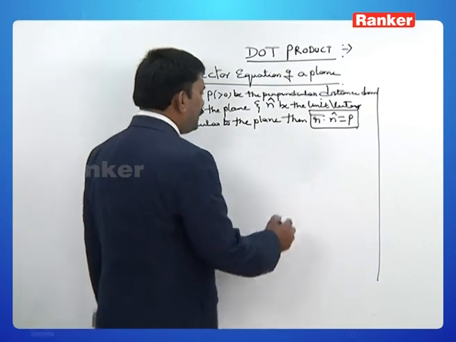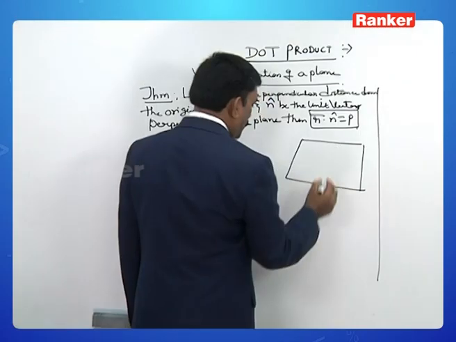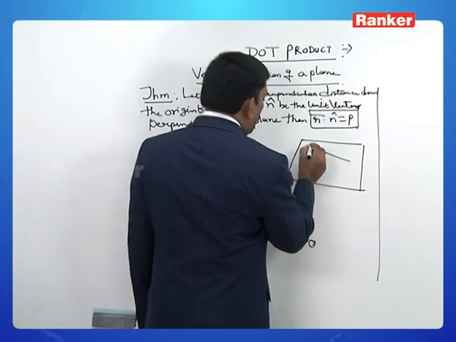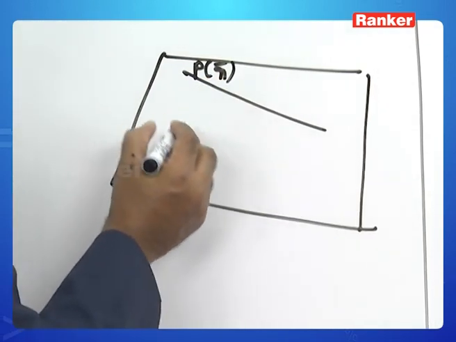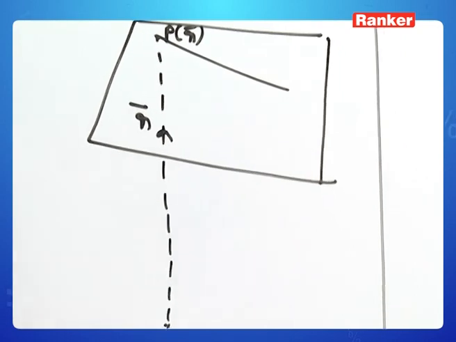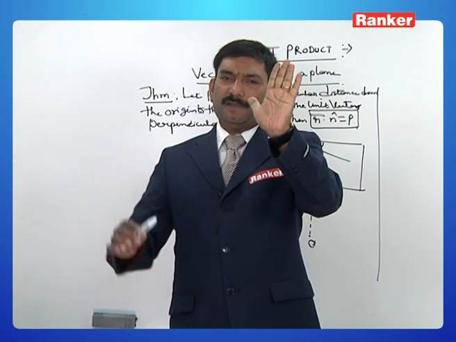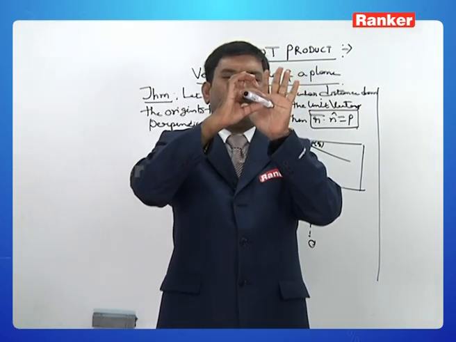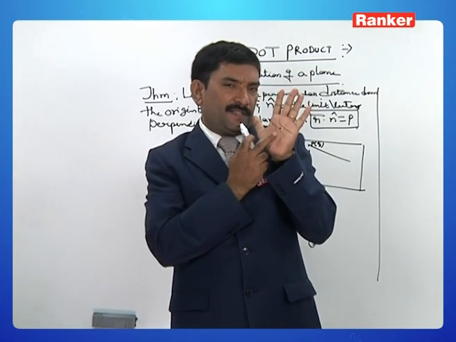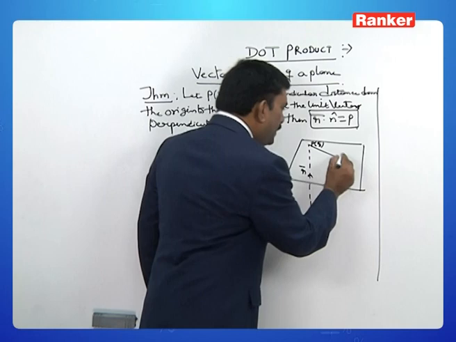So therefore, this is a plane. Now this is the origin. P is a point in the plane whose position vector is R bar. Now take this plane. For this plane, this is the n cap, perpendicular to the plane. Let it meet the plane at a point N. That point I take as N.